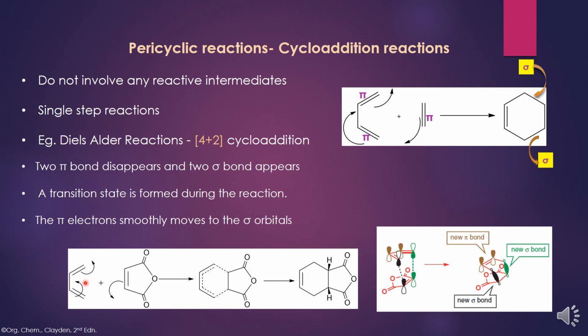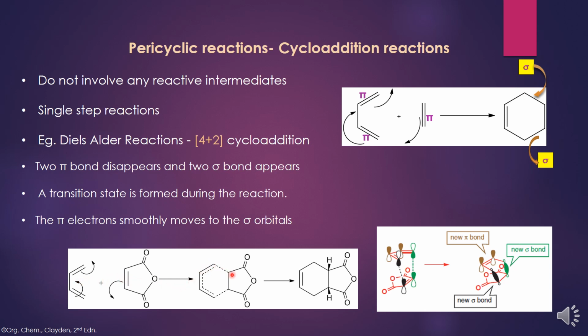Here we can see butadiene reacting with maleic anhydride, and we can see this is a 4 plus 2 cycloaddition. One of the reactants, butadiene, has 4 carbon centers, and here it has only 2. And this is a 4 plus 2 cycloaddition.